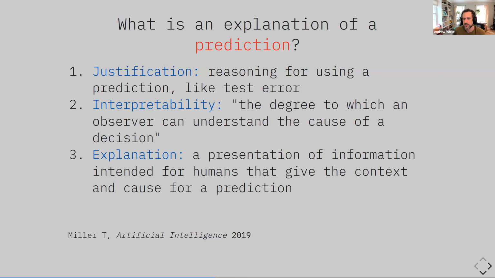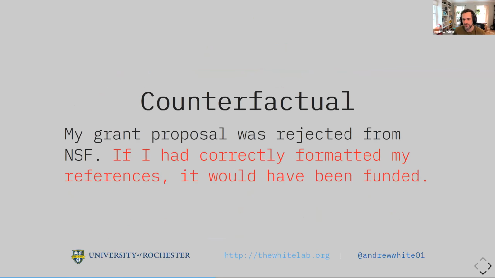And one way that we can do this is counterfactuals. So a counterfactual is like: my grant proposal was rejected from NSF. This is a true story. If I had correctly formatted my references, it would have been funded. So this is the counterfactual, which is a very similar setting, but a different outcome. And it's an explanation for the original outcome. So the rejection can be explained by the counterfactual.